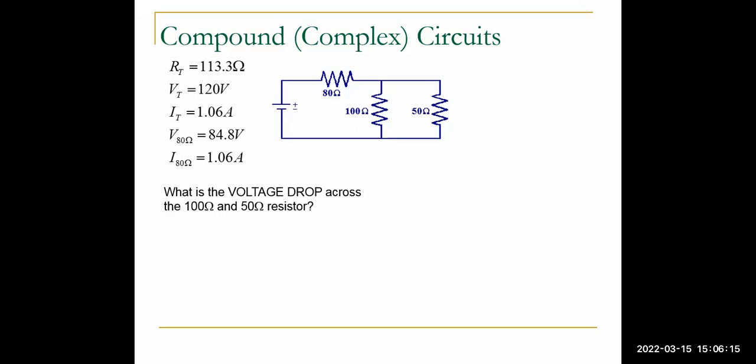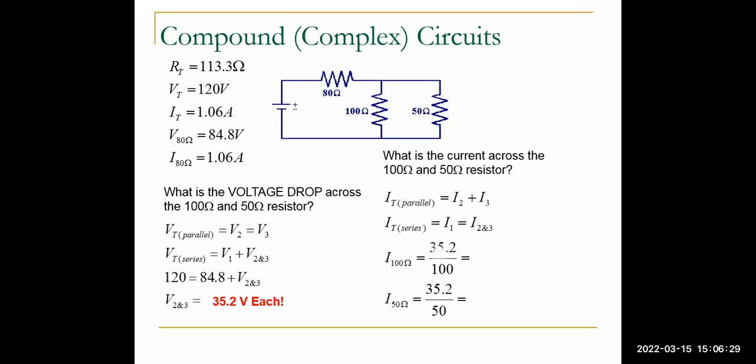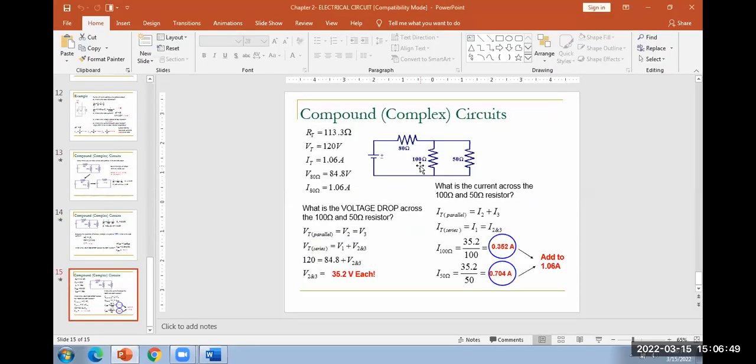So what is the voltage drop across the 100 ohms and 50 ohms resistor? Ganun lang din yung ginamit natin kanina. So meron silang 32.5 volt each. Okay? So isa-isa na lang din ginagamit. Okay? So what is the voltage drop across 100? Then what is the current across 100 ohms and 50 ohms? So parehas lang din. Then add. So that's the end of our presentation.